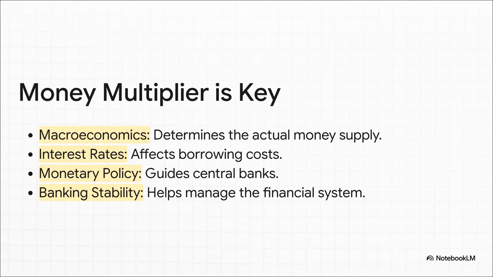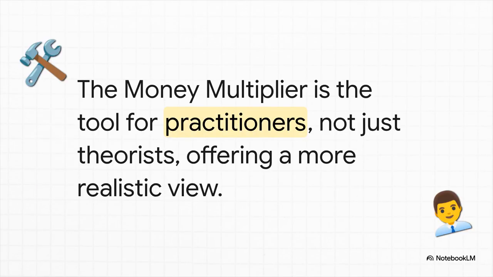So, here's the bottom line. The people in charge, like the Federal Reserve, they can't just base their big policy decisions on that simple, perfect world deposit multiplier. No way. They have to work with the messy, unpredictable, real-world money multiplier to try and manage the actual money supply, influence interest rates, and hopefully keep the economy on a stable path. So ultimately, yeah, the deposit multiplier is a great tool for understanding the basic idea. It's kind of like the training wheels. But the money multiplier, that's the real deal. It's the tool that people in the real world use, not just the theorists.